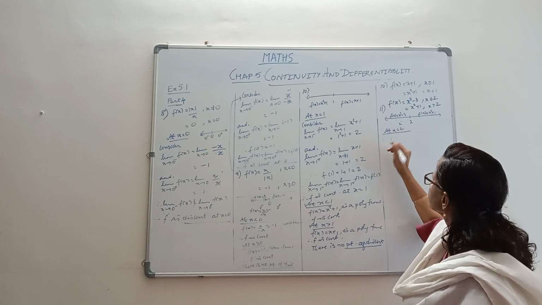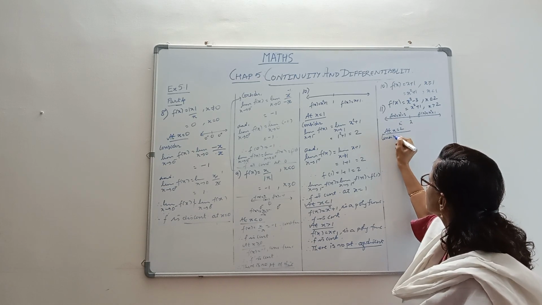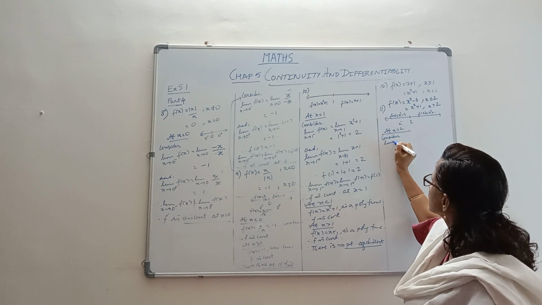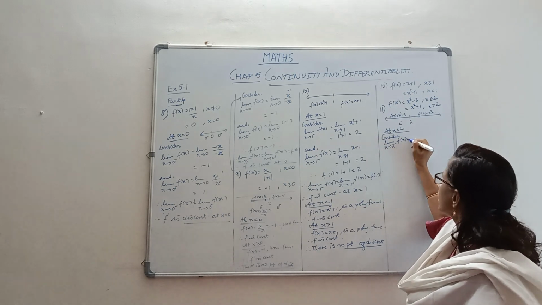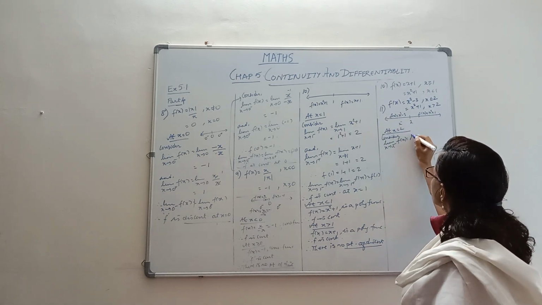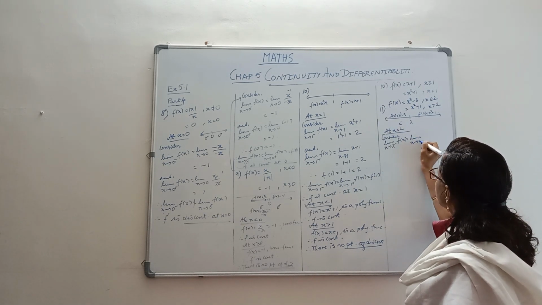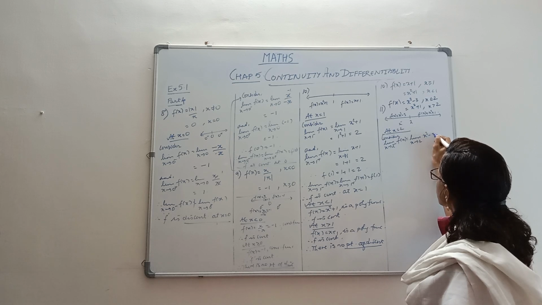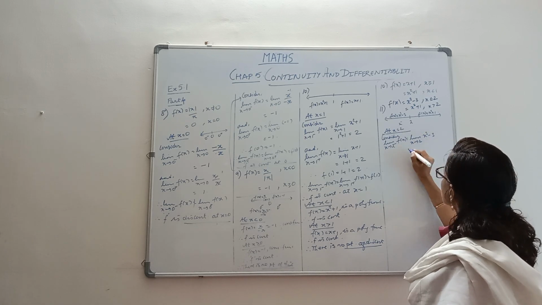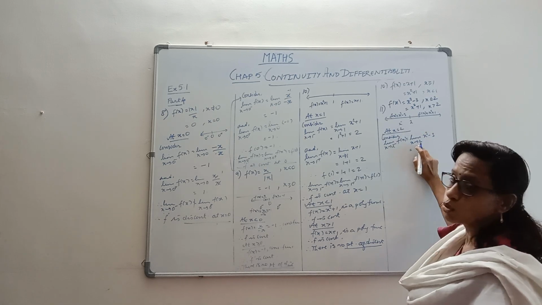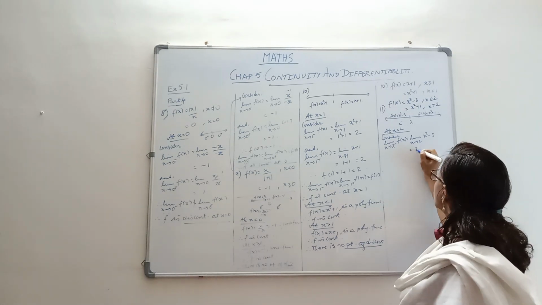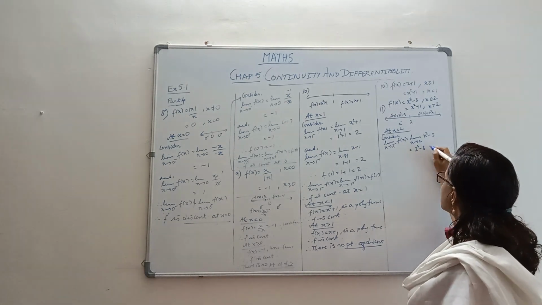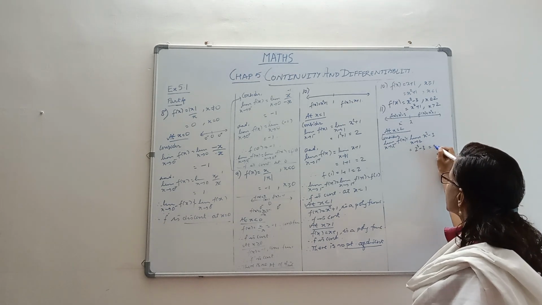Consider limit as x tends to 2 minus f of x. That means 2 from the left side. So it's very clear from the definition that it will come to x cube minus 3. So x is tending to, very close to 2, so 2 can be substituted. It is 2 cube minus 3. That means 8 minus 3, which is fine.